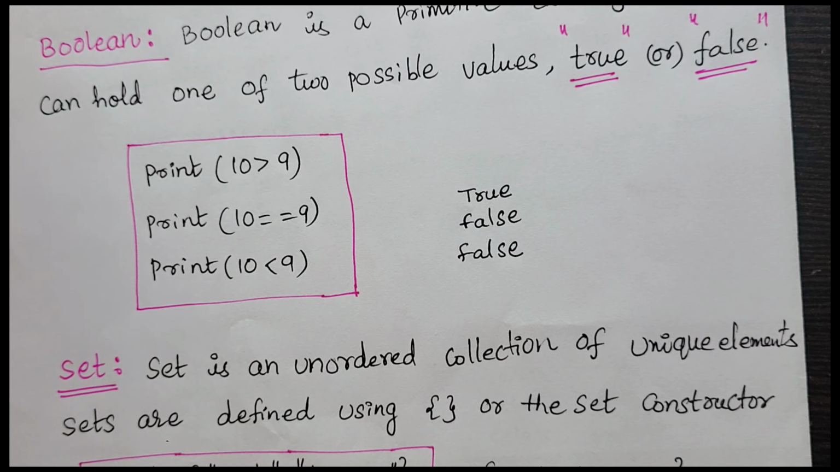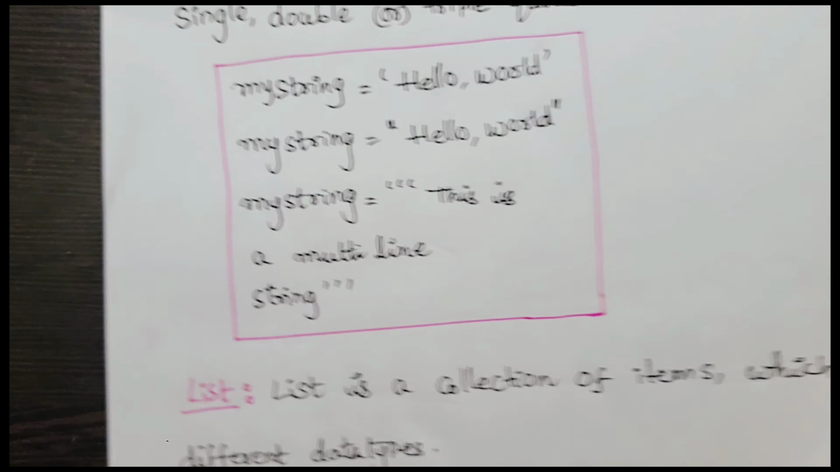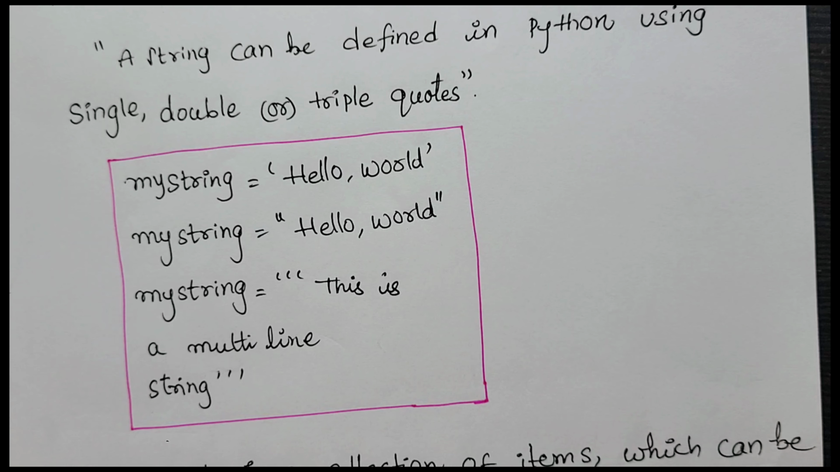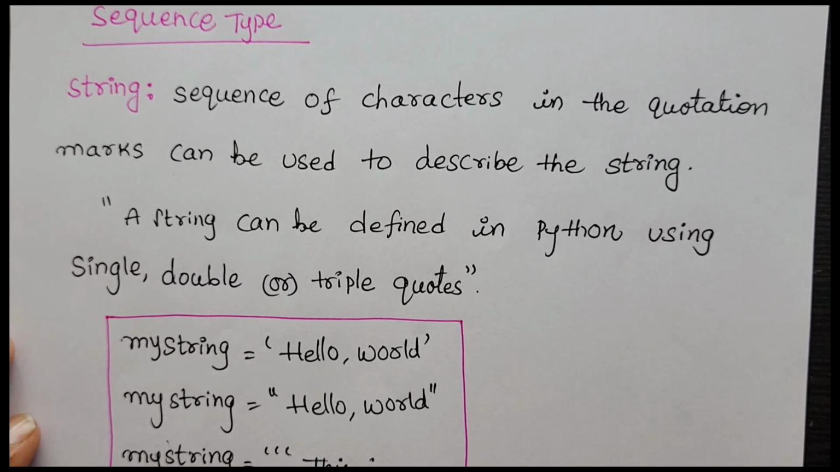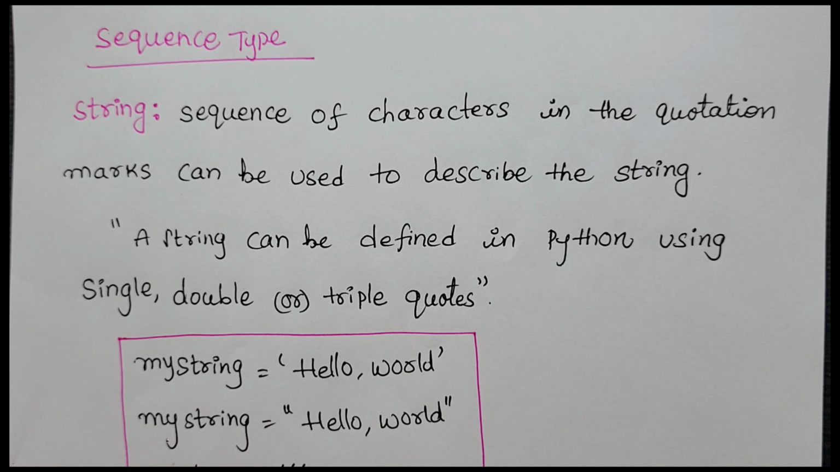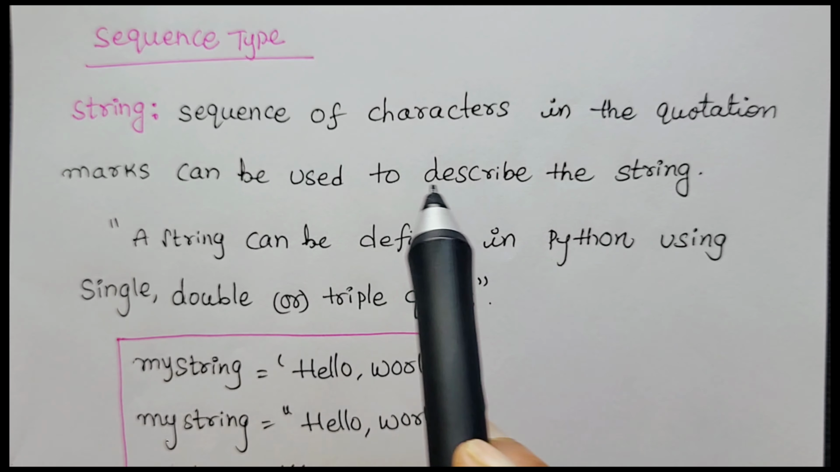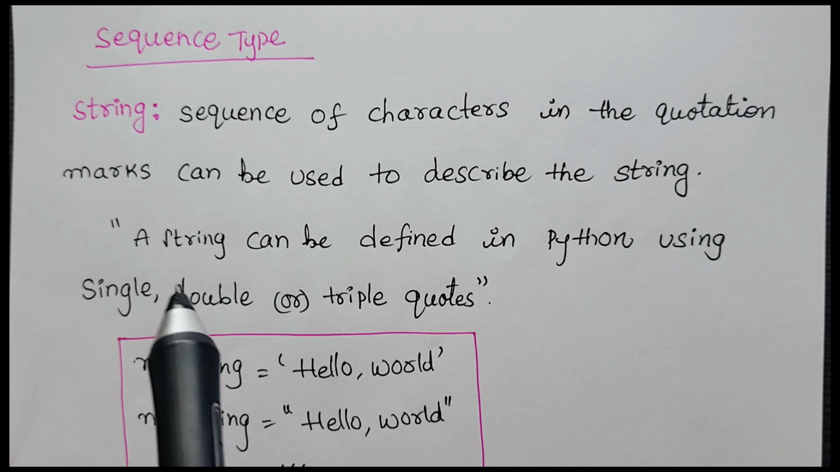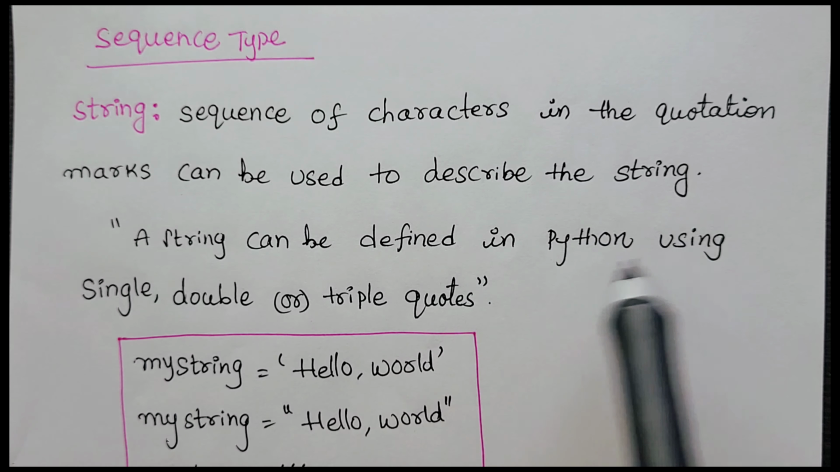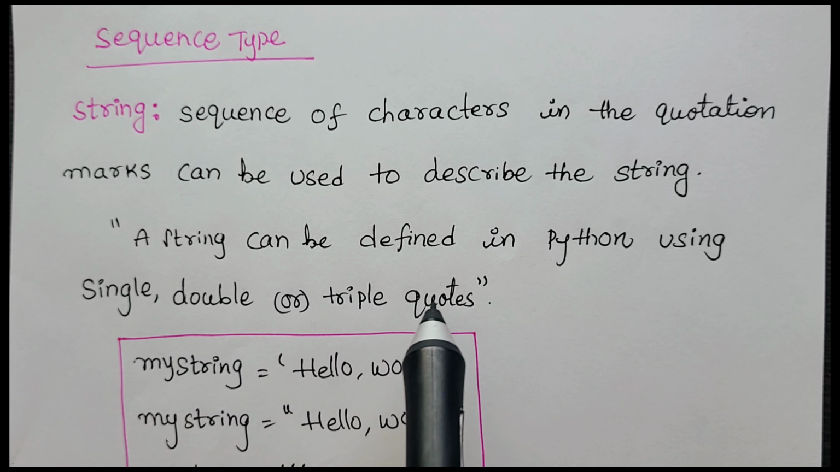So next one is the sequence type. We have already completed numeric and dictionary. So now let us move on to the next one, the sequence type. Here in the sequence type, a sequence of characters in quotation marks can be used to describe a string. A string can be defined in Python using single, double or triple quotes.